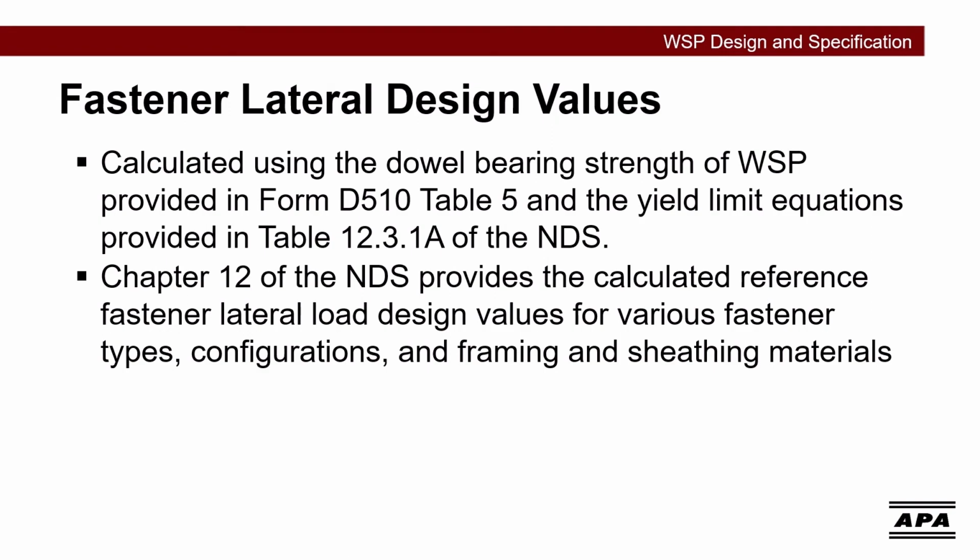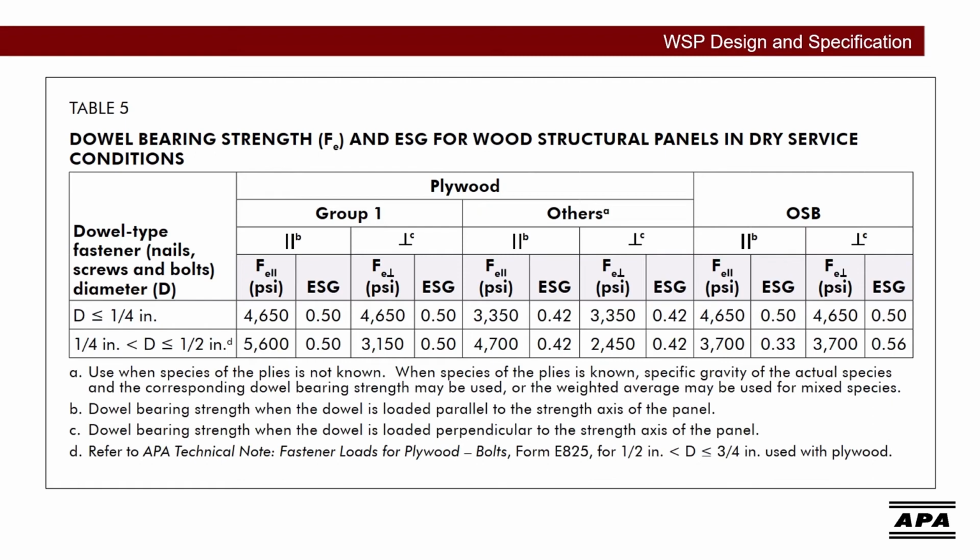Units of Z are pounds and the values need to be multiplied by all applicable adjustment factors in the NDS and in Form D510 Section 4.5. This is Table 5 from Form D510. Note that the dowel bearing strengths are different for fasteners less than or equal to a 1/4 inch diameter versus those between a 1/4 inch and a 1/2 inch diameter. The bearing strength also differs depending on if the load is applied parallel or perpendicular to wood structural panel strength axis. For dowel fasteners between 1/2 inch and 3/4 inch in diameter, refer to APA Technical Note, Fastener Loads for Plywood, Bolts, Form E825.